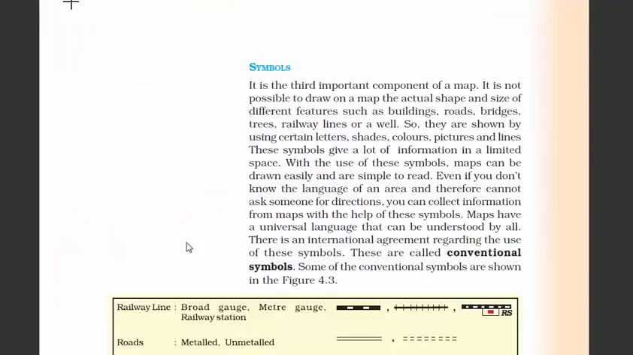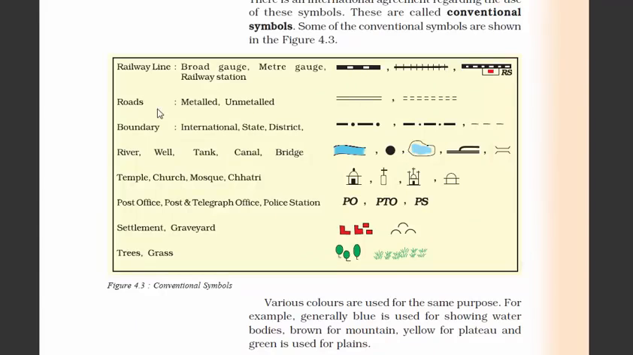Page 4. Now let's read about symbols. It is the third important component of a map. We cannot draw the actual size of a building, road, bridge, tree. Hence, we use symbols. They give a lot of information in a limited space. Now there are some symbols which are agreed upon universally and they are called conventional symbols. If you look at this picture, we will see some of the conventional symbols, such as railway lines. They are divided into broad gauge, meter gauge and railway stations. So you can see the symbols that are associated with railways.